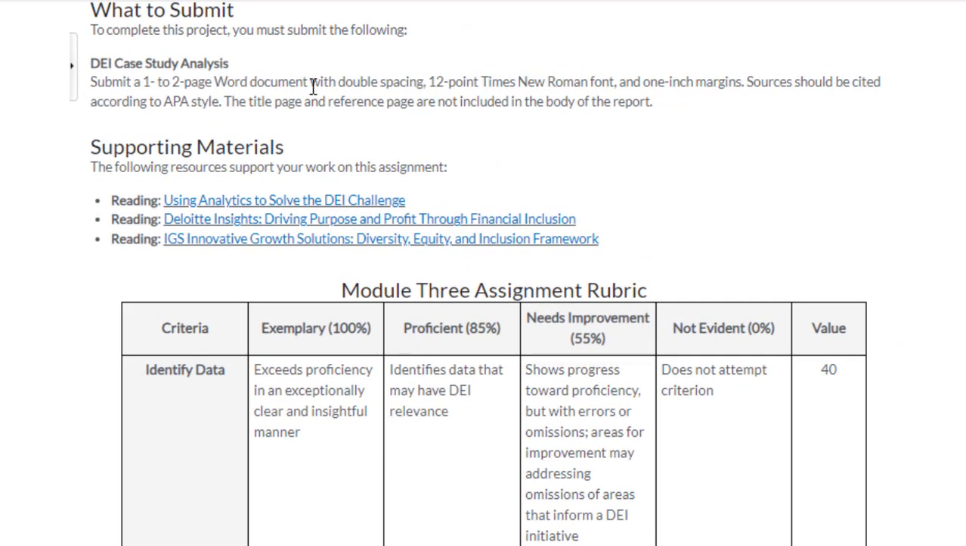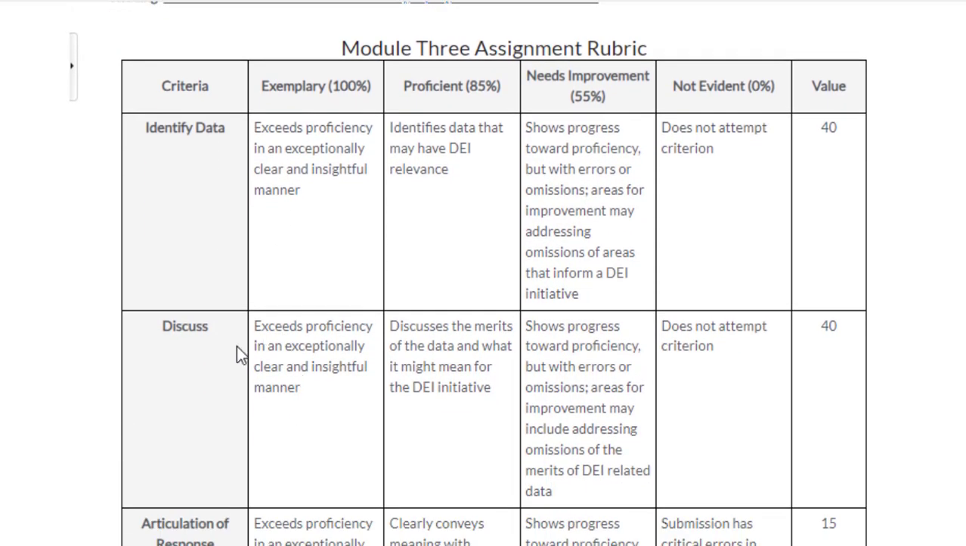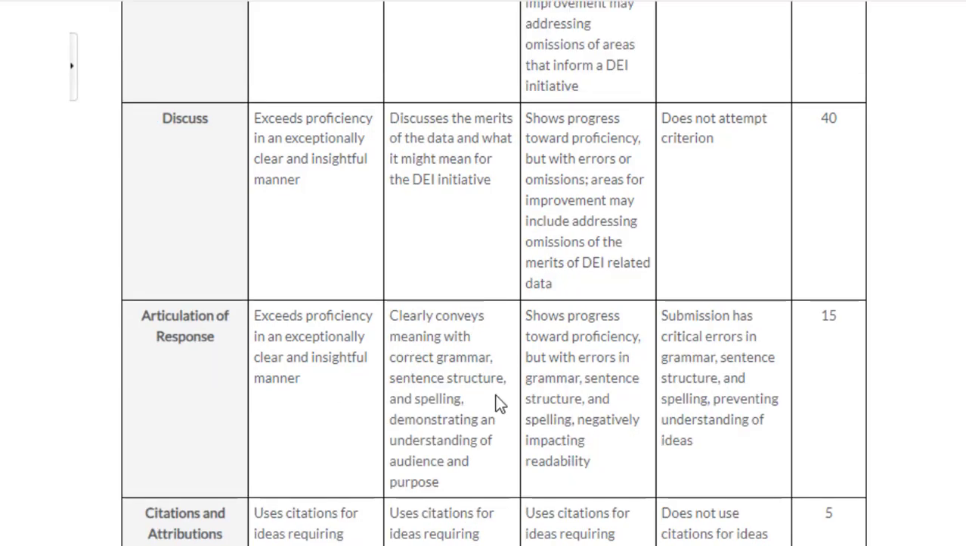So it's a 1 to 2 page Word document, 12 points, Times New Roman, 1 inch, APA style. And so you're going to be graded on identifying the data, providing a thorough discussion, not bullet points, and articulating meaning: is it clear, is it concise, is it organized, is it free from spelling errors and typos and grammar errors. All that goes into articulation. And then the citations. If you just provide URLs, you won't get those 5 points. You need to make sure you use the proper references. The Writing Center can help you with referencing.